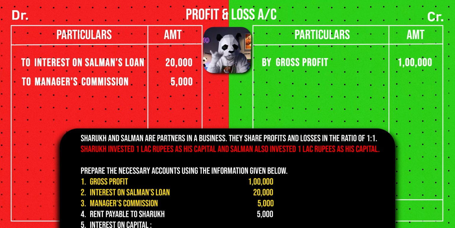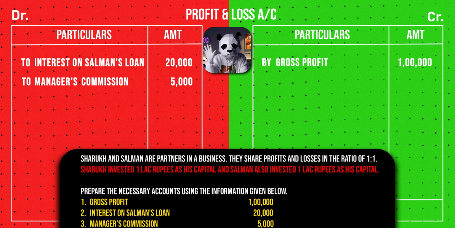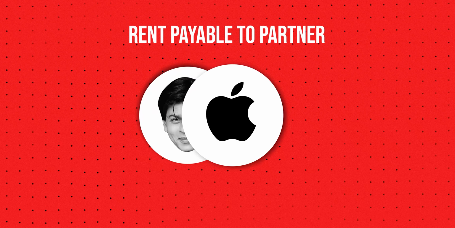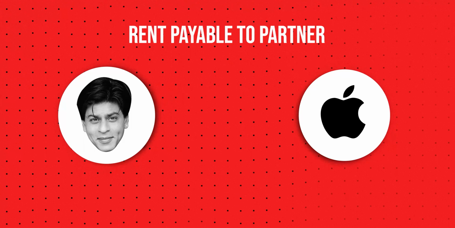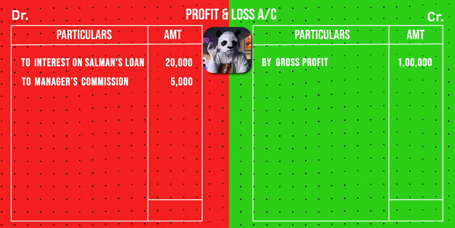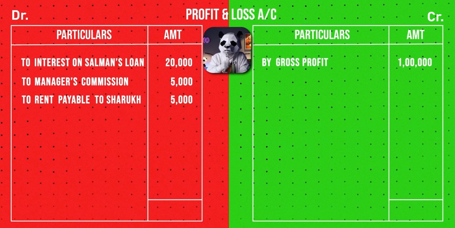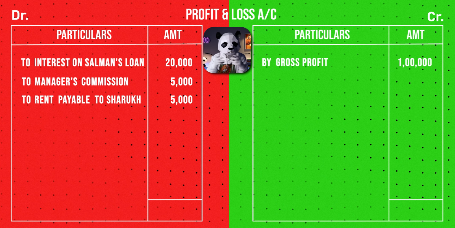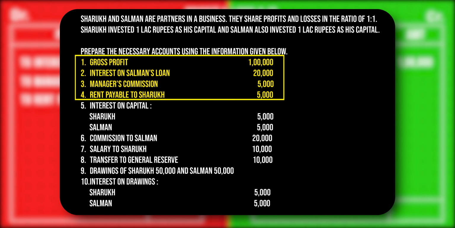On to the next item, rent payable to Shahrukh, 5,000 rupees. It is always a charge, and when a business pays rent to a partner or any other person, they lose money, and it's of course a bad thing for the business. So rent payable to Shahrukh, 5,000 rupees will be written on the left side of profit and loss account. That's it. We have written all the charge items.